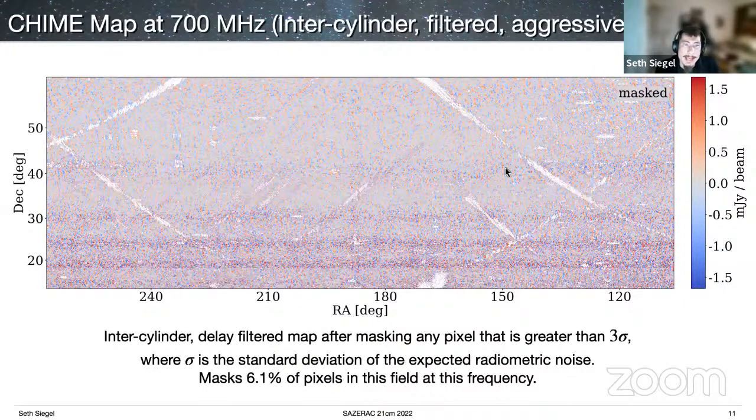This is the result if we mask all pixels on the map whose magnitude is greater than 3 times the standard deviation of the expected noise. This discards about 6% of the pixels and results in a map that has an RMS that is within 20% of our expected radiometric noise. But this aggressive mask introduces a significant nonlinearity into the pipeline.